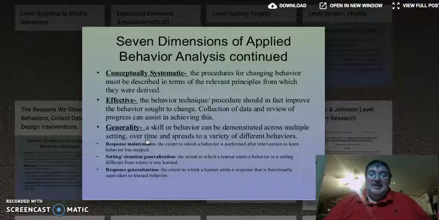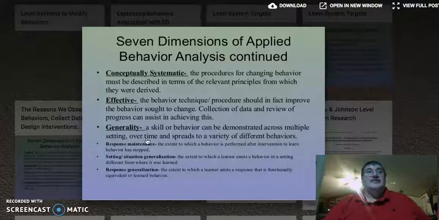Effective: the behavior technique should in fact improve the behavior sought to change. Does our level system affect their behavior? Is their behavior improving? Generality: a skill or behavior that can be demonstrated across multiple settings over time and spreads to a variety of different behaviors. So is our level system in general going to create a behavior that the students are going to be able to use within our classroom, somebody else's classroom, other settings within the school?